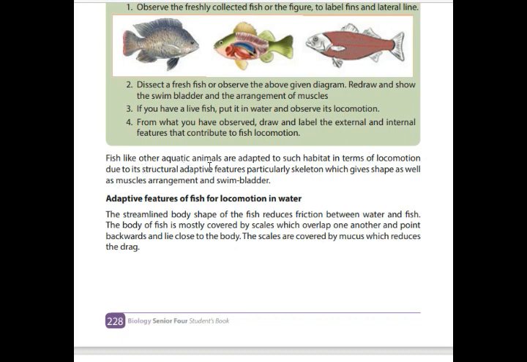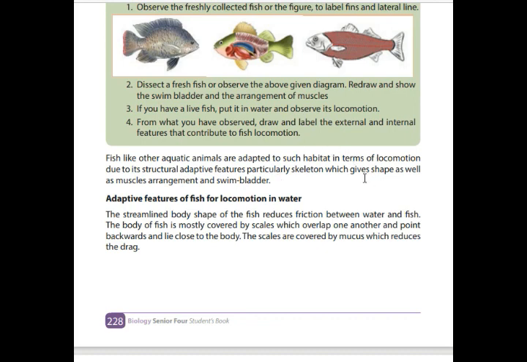The adaptative features, the first one, they have streamlined body shape. The streamlined body shape of the fish reduces friction between water and fish. Yes, as it is formed in this form. This is said to be their streamlined body shape. It is in this form which reduces the friction between it and the water, so facilitating the movement.